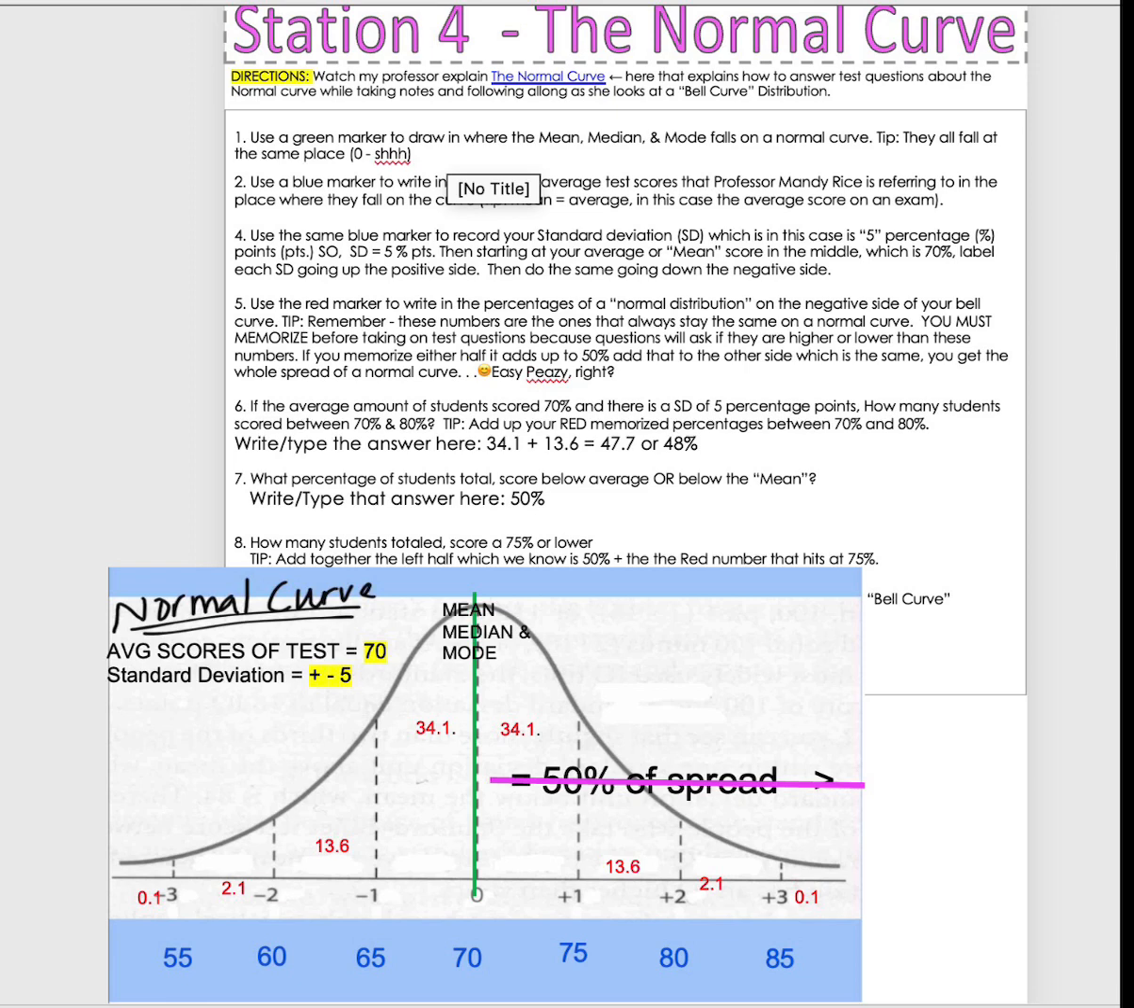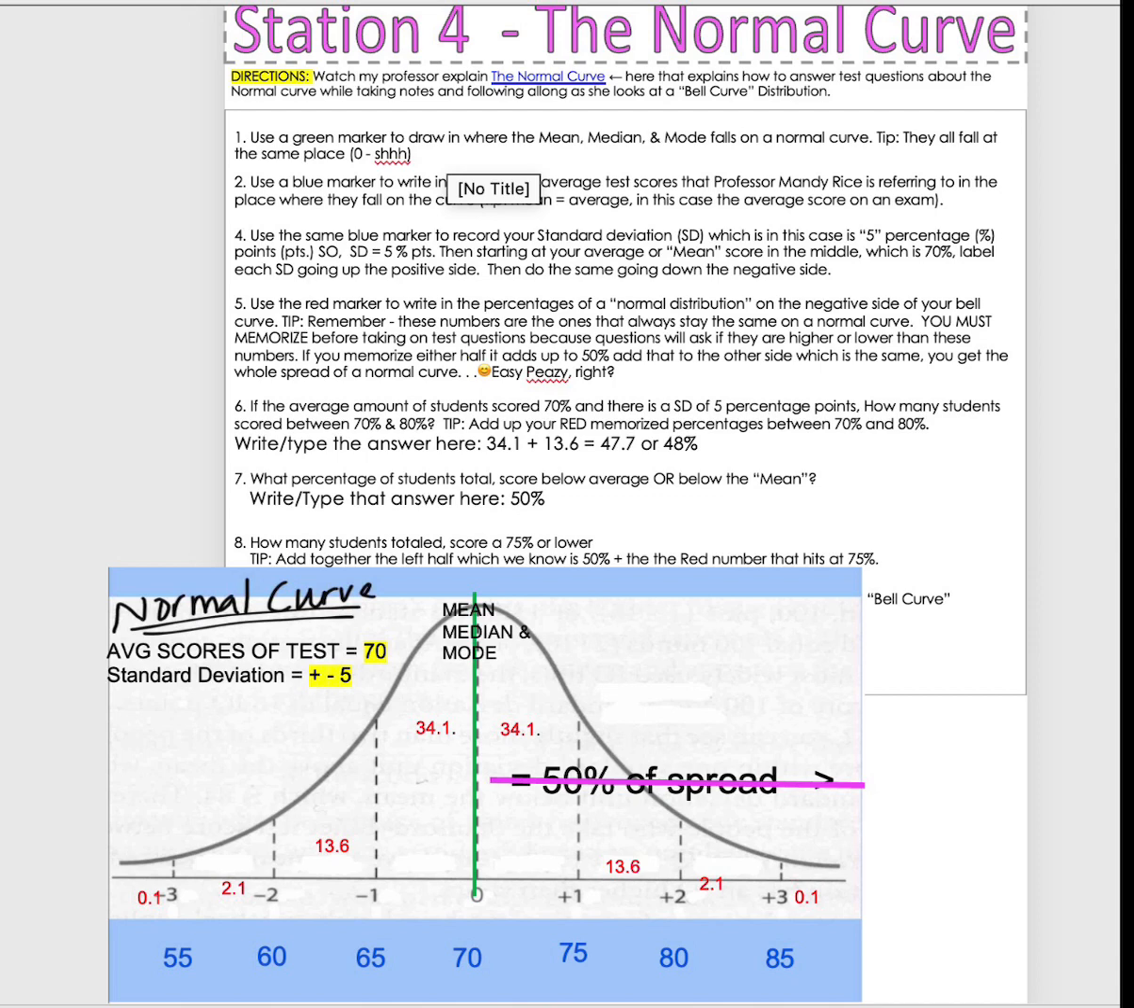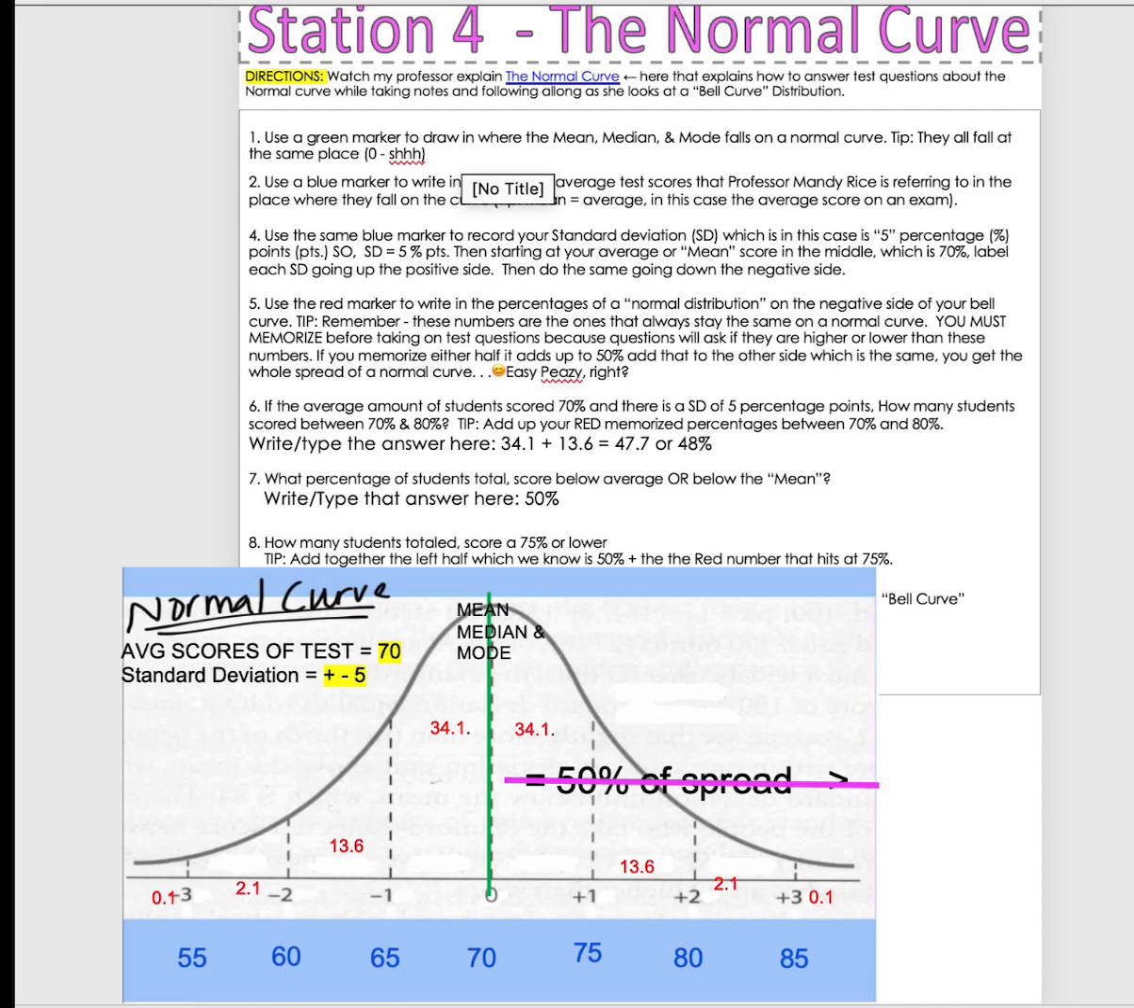Okay, so now let's see what we have to do next for number 6. It says if the average number of students scored 70% and there's a standard deviation of 5 percentage points, how many students scored between 70 and 80? Well, let's add them up. 34.1 here plus 13.6 here equals 47.7, or round it up to 48% total. Okay, easy as that.